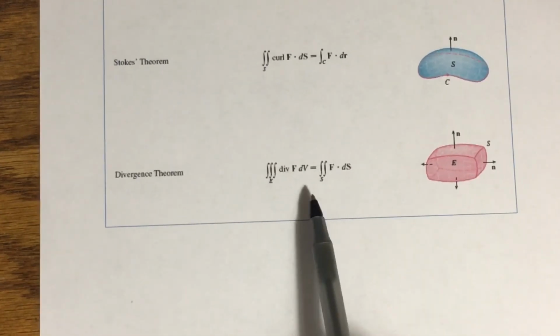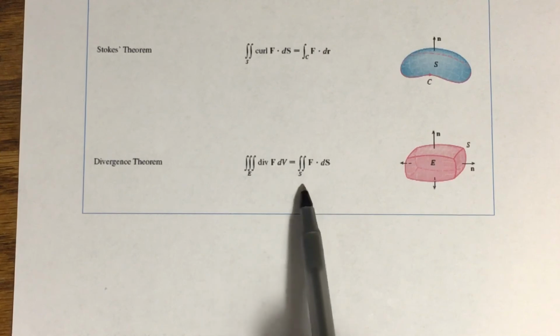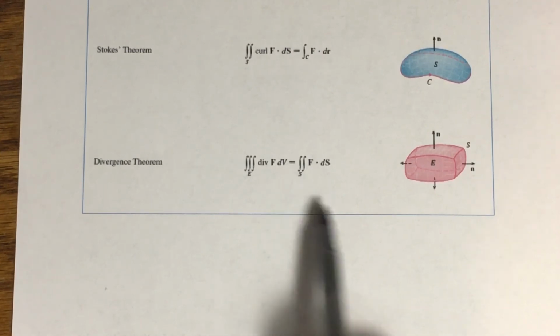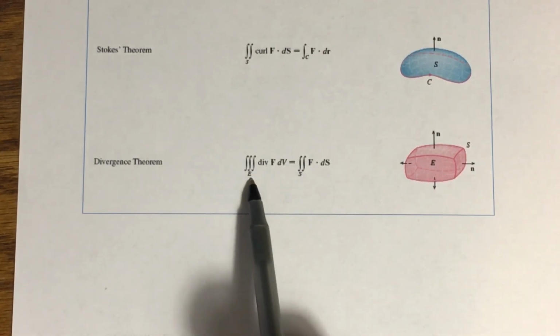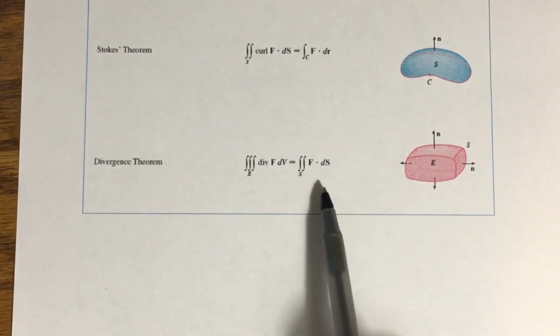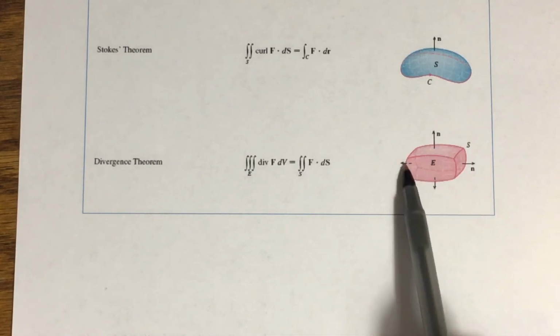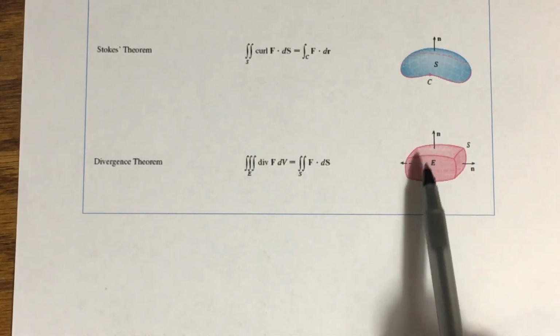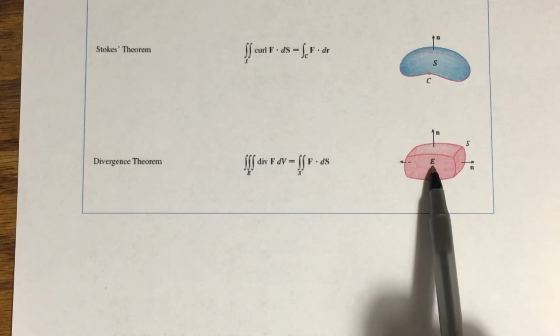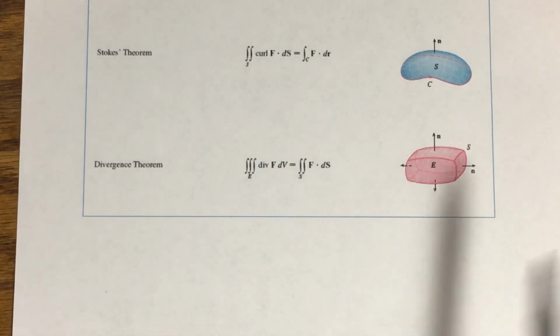Divergence theorem, the last one we just talked about. We have a solid region enclosed by a closed surface S. If I want to evaluate a triple integral of this function here over this solid region E, then all I need to do is take a surface integral over the surface that encloses it. So I don't need to use anything interior to that solid. I can actually evaluate it by only using the surface on the outside.